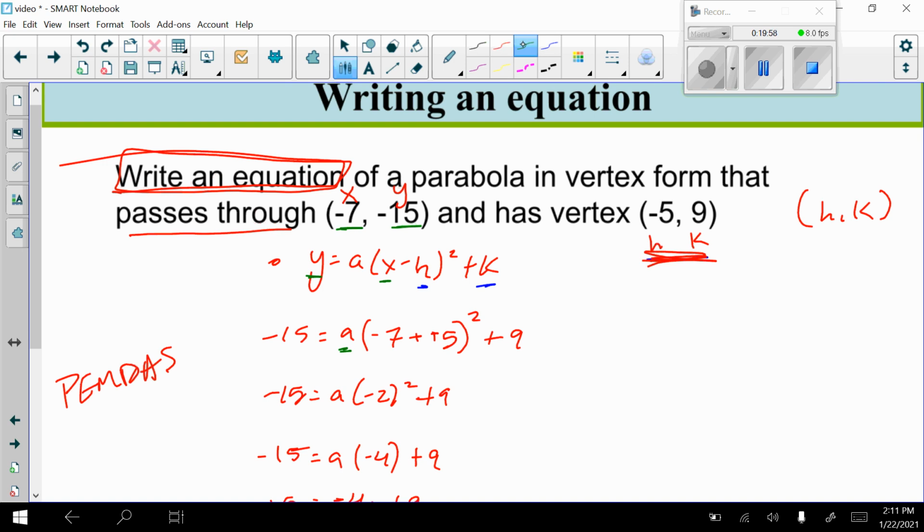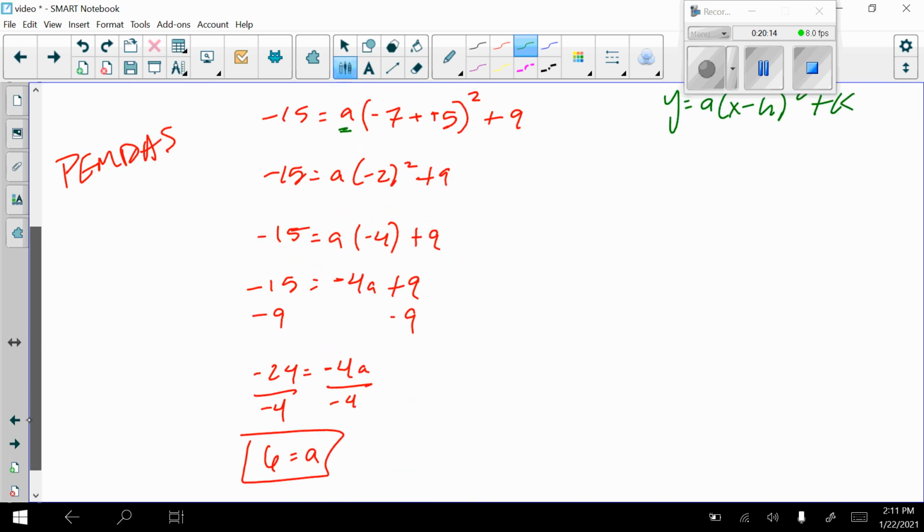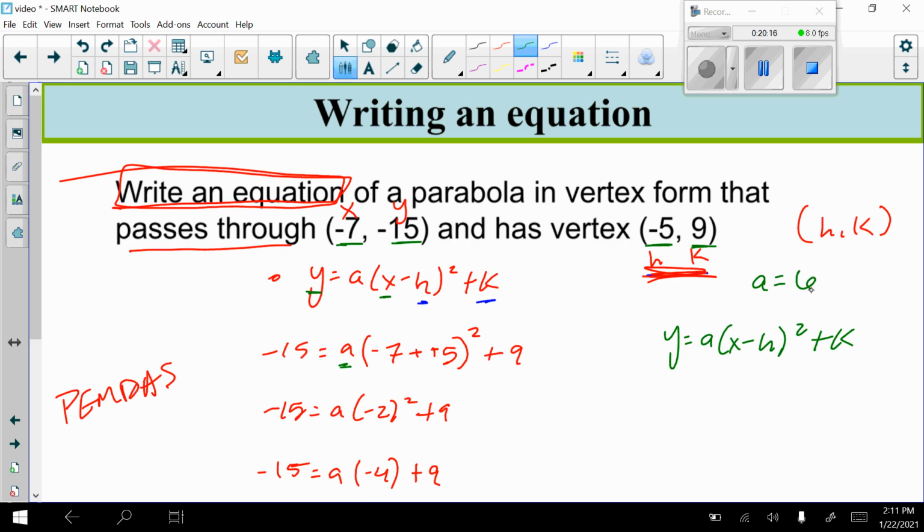Remember, vertex form looks like this: y equals a times (x minus h) squared plus k. Well, I know that h and k are -5 and 9, and I know that a equals 6. I can just plug those into my equation, right? And when we write the general equation, we want to have an x and a y, so I'm not going to plug anything in for those. So it's going to be y equals 6 for a times (x minus -5) for h, squared, plus 9.